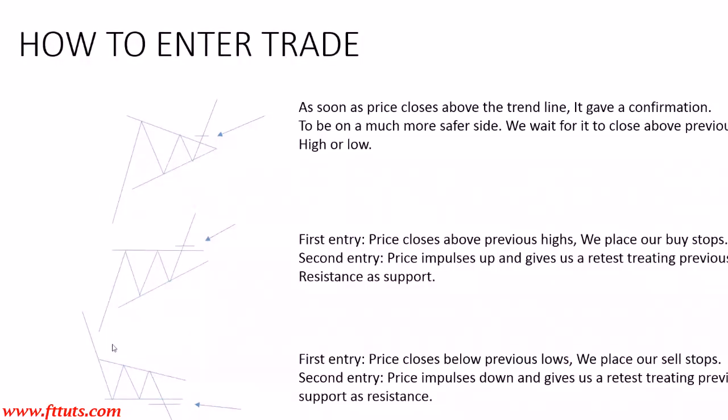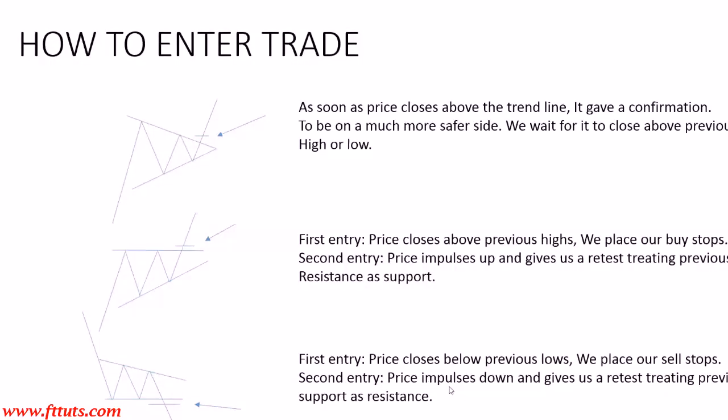Okay. Same thing, vice versa with the descending triangle. First entry, price closes below the previous low. We place our sell stops, meaning price came from the upside, support area, lower high, support area, lower high. It went down and closed below the support area. You put your sell stop below it, hoping for it to go all the way down. Then the more it goes down, that means you'll be activating, you'll be in the trade.